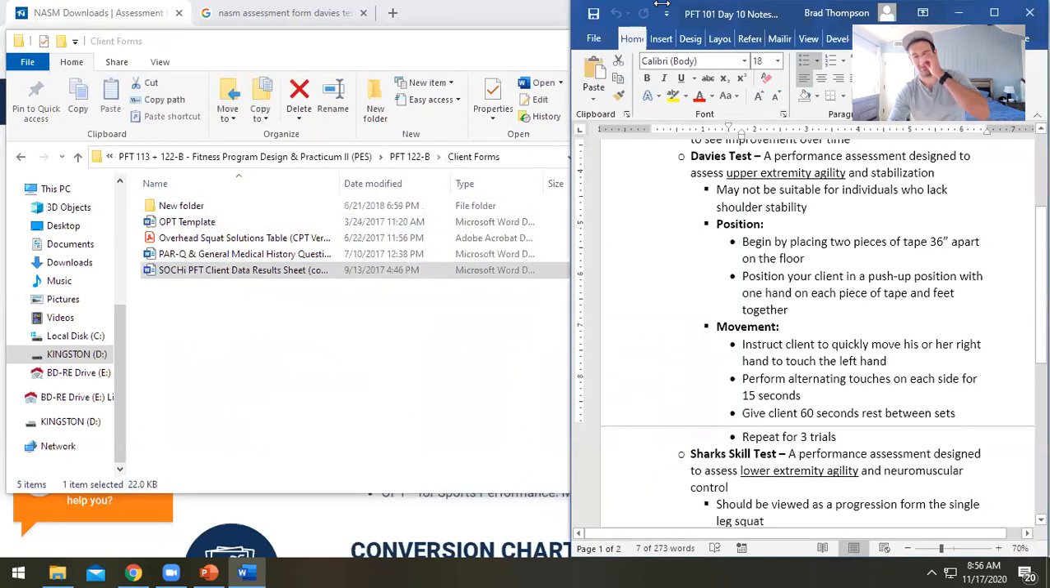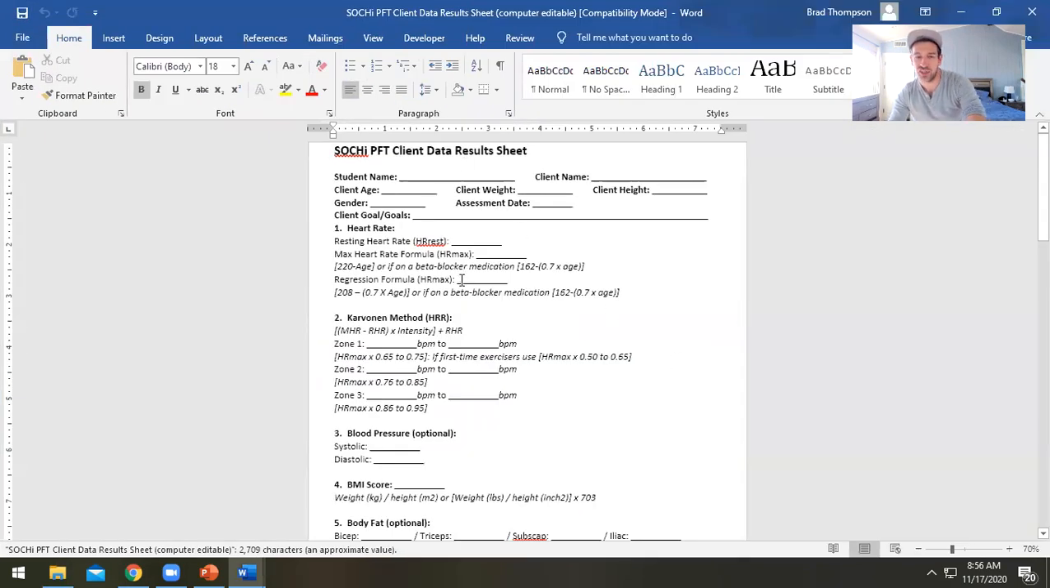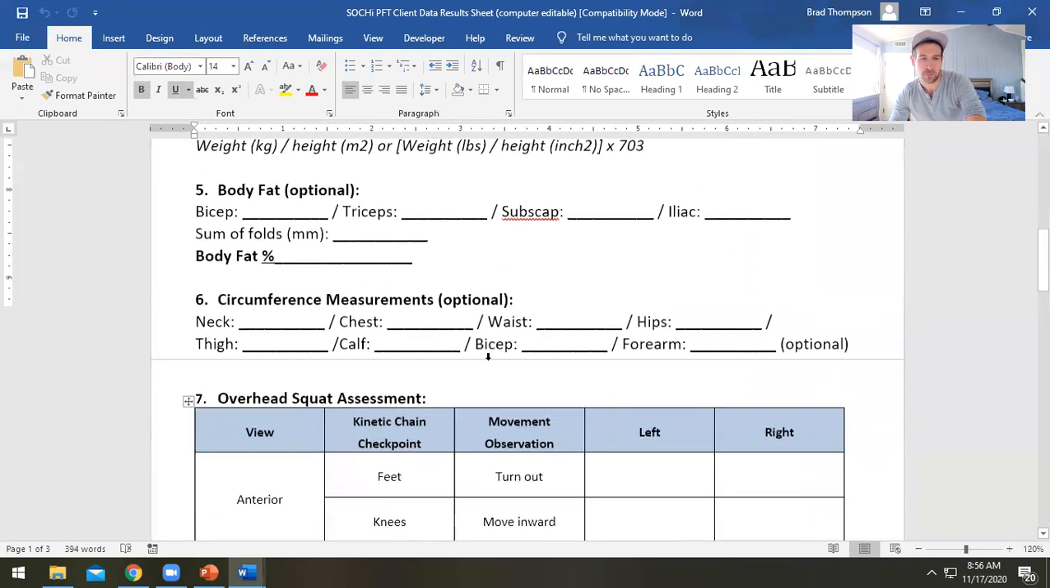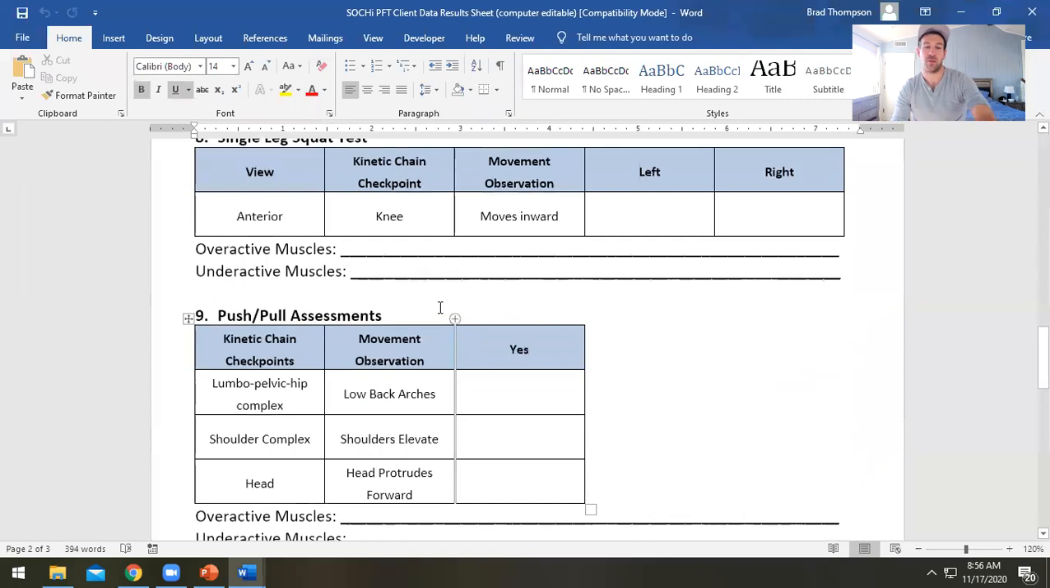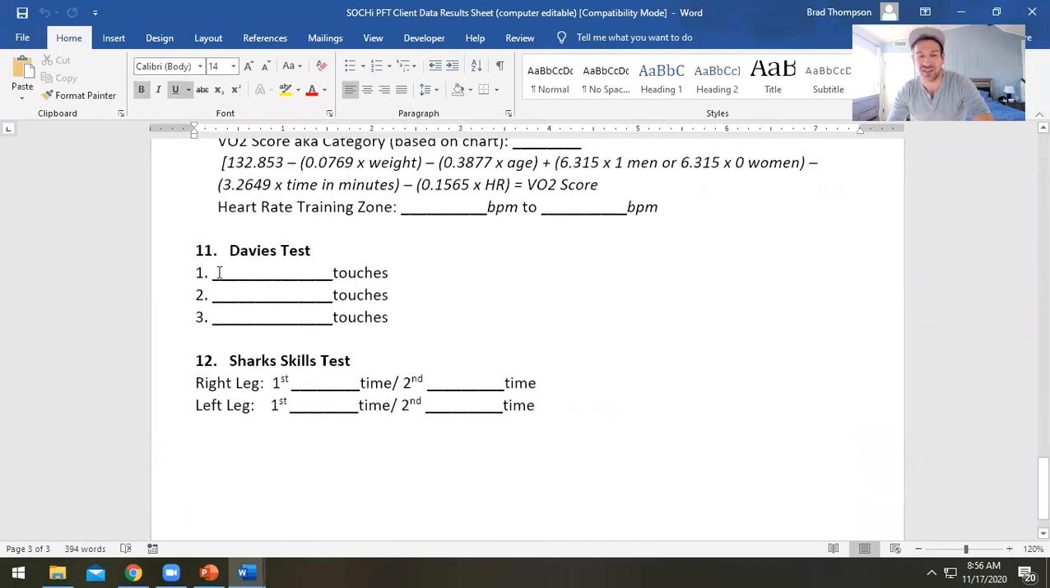There it is. So you can see here, this is a data sheet that has everything. You put your client's name, age, weight, height. We'll go through this and make up a person here. We'll do a little bit of this today. And then there's the Davies test. You have round 1, 2, and 3, and then we have the Sharks test here as well.